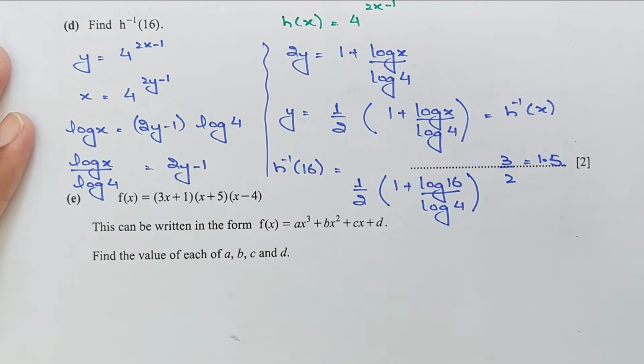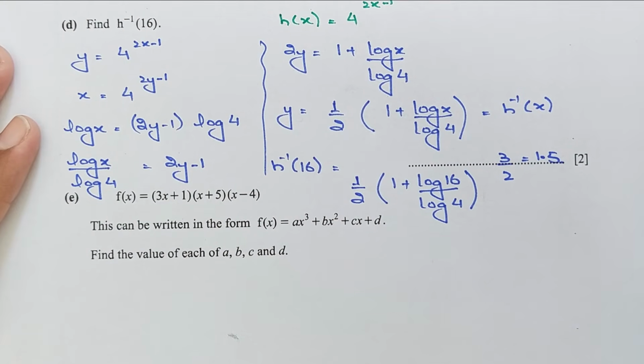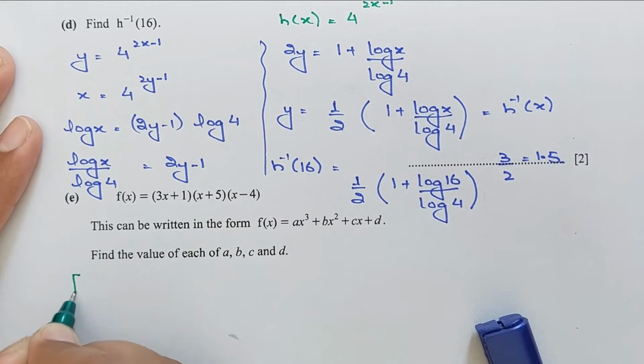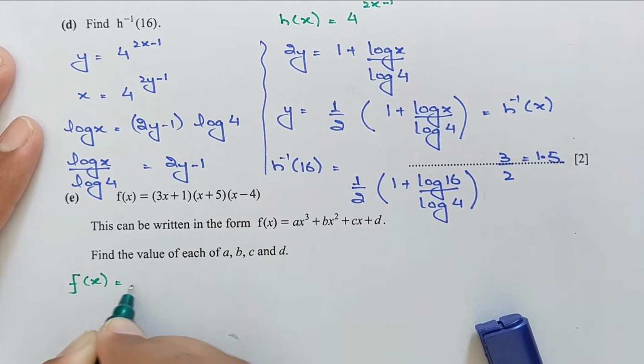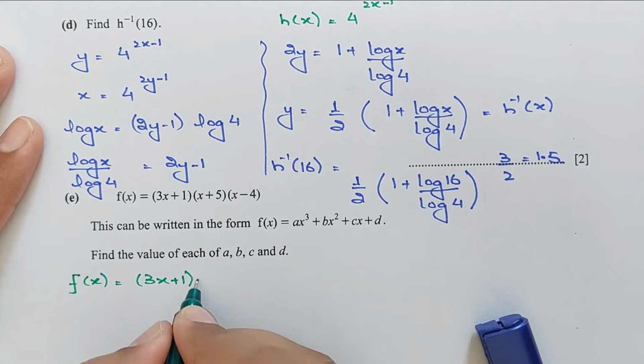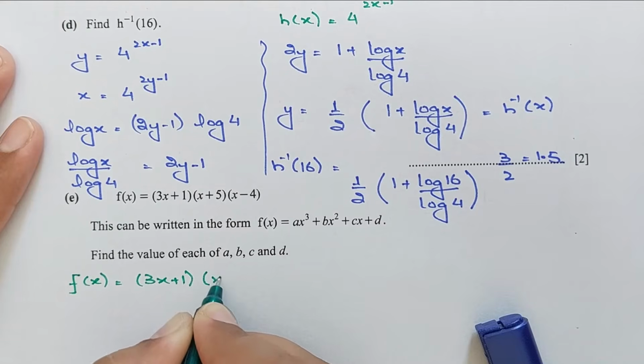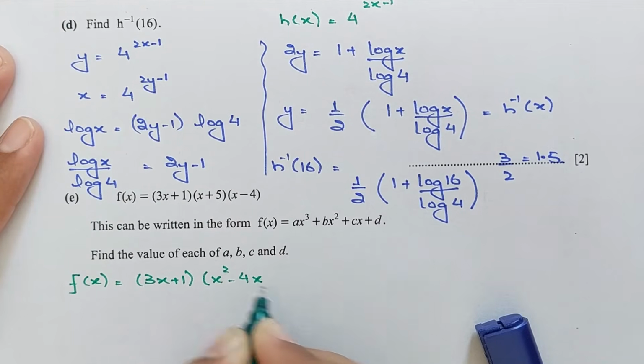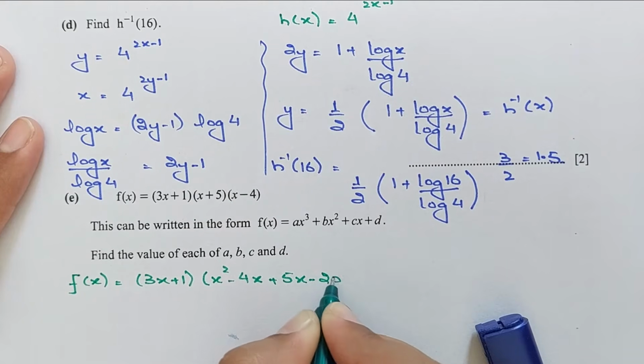Now for part E, we have f of x. This can be written in the form of a cubic polynomial. Find the value of each a, b, c, d. That is pretty easy, just distribute it. So f of x is equal to, let me keep 3x plus 1 as it is and distribute x plus 5 and x minus 4. So x is distributing, so this is going to be x square minus 4x, and then 5 is distributing 5x, and 5 times 4 is 20.